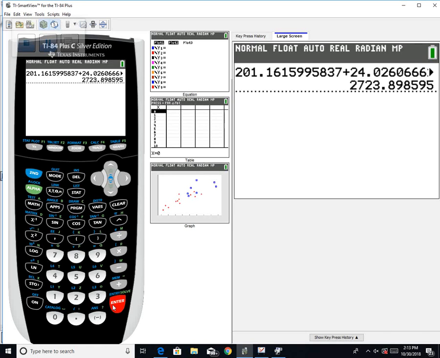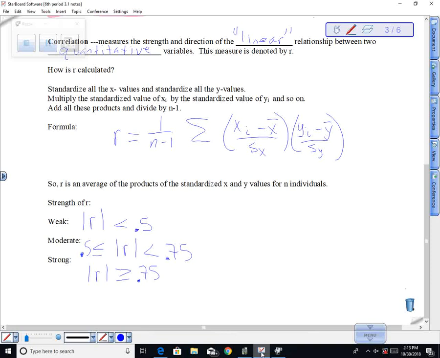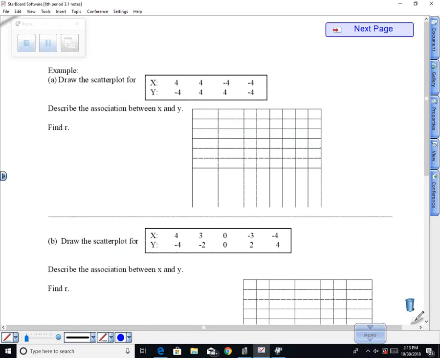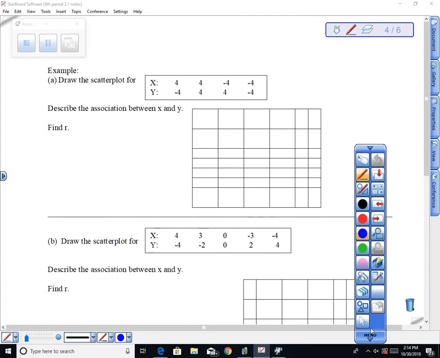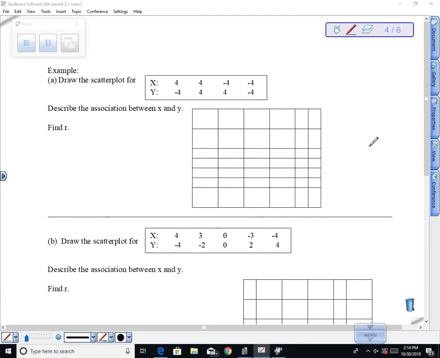So let's pick up on this next little piece. My grid always goes away when I do this, but this is what I want you to do. I want you to plot these points on your graph. And then I want you to put them in your calculator in list 1 and list 2 and find R. And then I want you to interpret R. And I want you to do this for A, B, and C. Now I'm gonna do A with you real quick just so you can see everything I'm wanting you to do here.